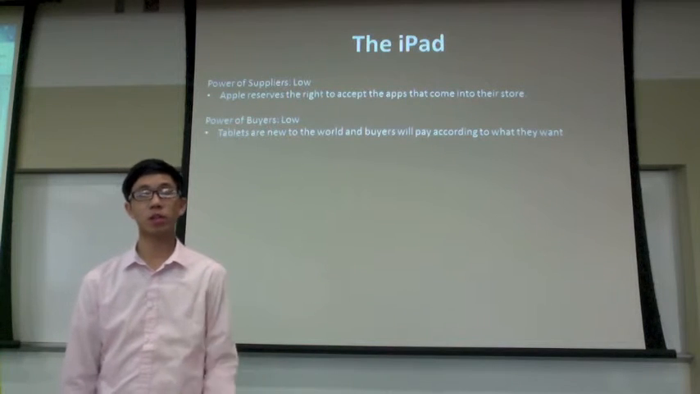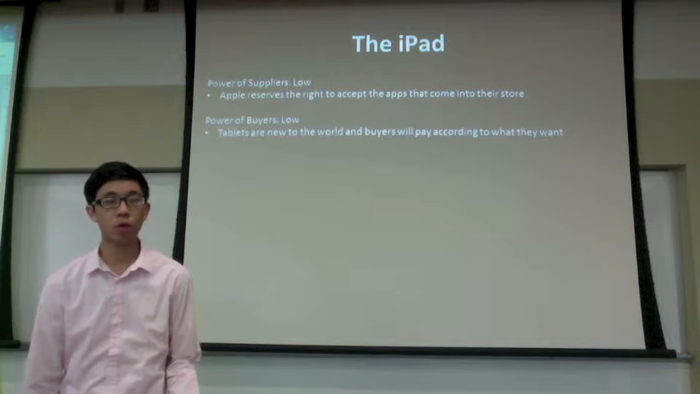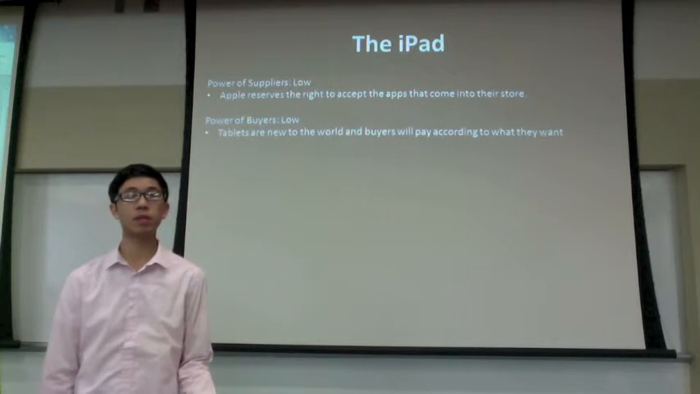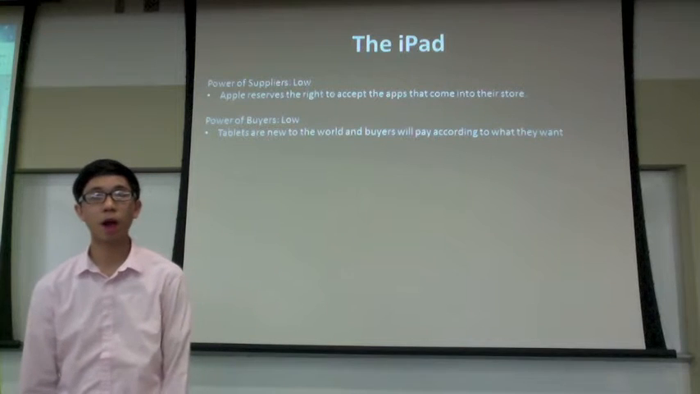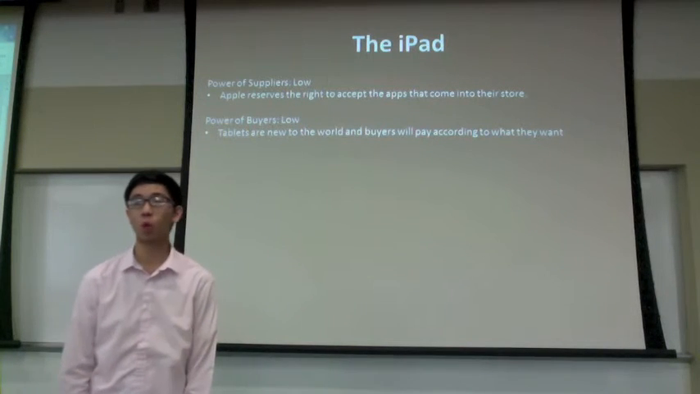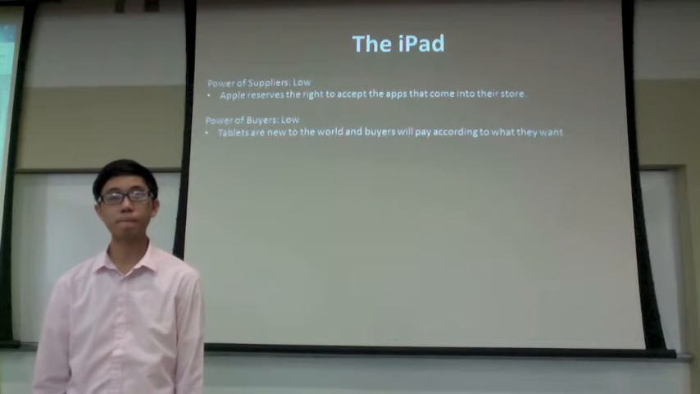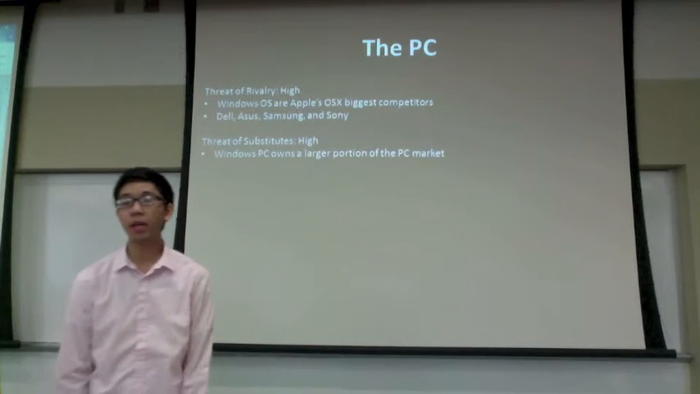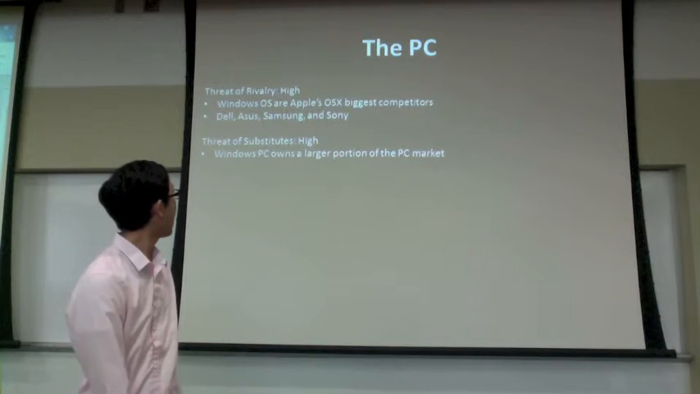The power of suppliers is low because, just like in the case of the iPhone or the iPod, Apple approves its apps and they make their own microprocessors for their iPad. And the power of a buyer is low because people are willing to pay for the tablet they want in this fairly new market.